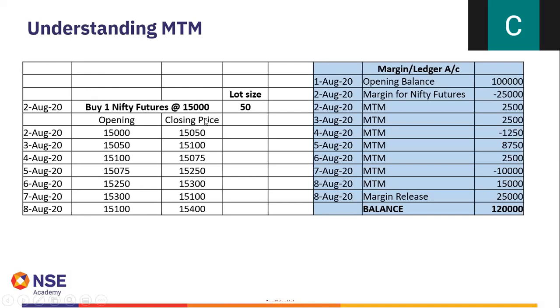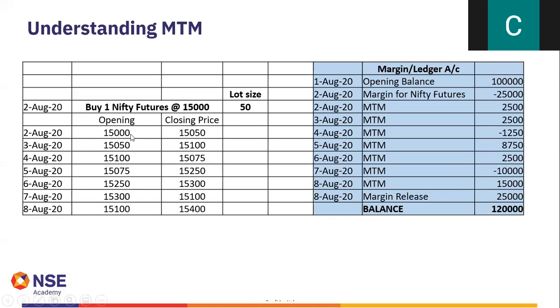Hope it's clear. So my contract value is 7.5 lakhs. That is, one Nifty futures contract is equal to 7.5 lakhs, and that Nifty will have 50 Nifties in it. So 50 multiplied by the Nifty futures price, that is 15,000. So my contract size is 7.5 lakhs. Okay. So this is another contract specification which we can understand.